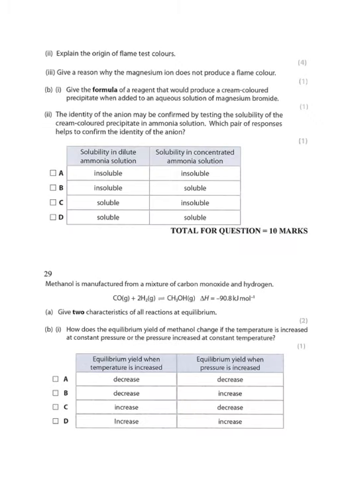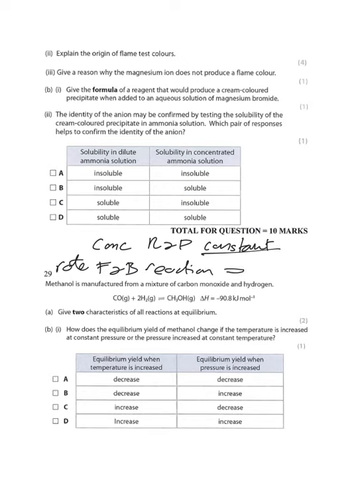Question 29 here, we've got methanol. 2 characteristics of the reaction we needed in here to talk about: concentrations of reactants and products being constant. And then a lot of people just wrote the rate of both sides. That literally means nothing. The rate of the forward and backward reactions are equal. That's what we needed to say. But if we're talking about the rate of the side, that's not a thing. So you're not going to pick up marks there.